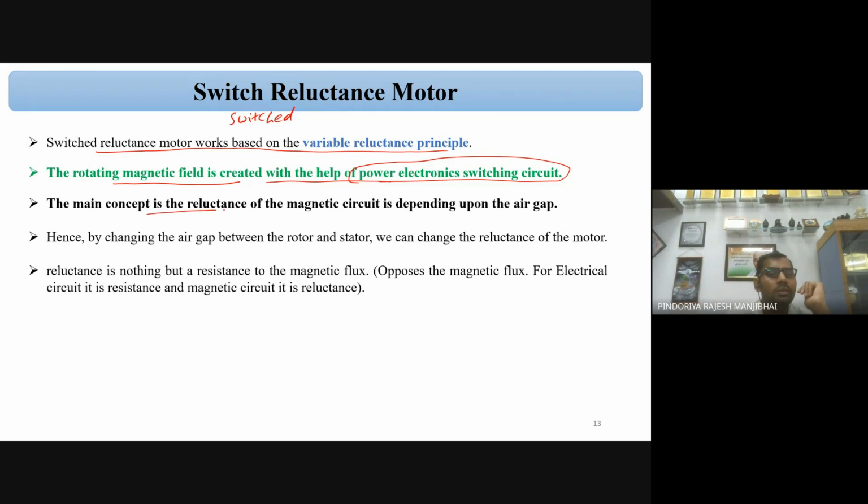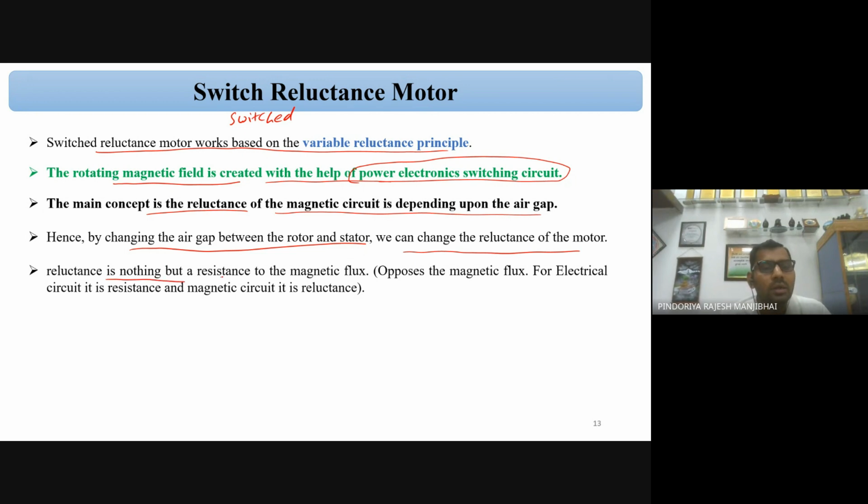The main concept is that the reluctance of the magnetic circuit depends upon the air gap. So how much air gap is there between the north pole of the stator and the south pole of the stator? We try to keep the air gap minimum. Hence, by changing the air gap between the rotor and stator, we can change the reluctance of the motor. Once you are able to change the reluctance, the motor is able to rotate. So ultimately, what is the use of the power electronics converter switch? It is used to change the reluctance of the motor.